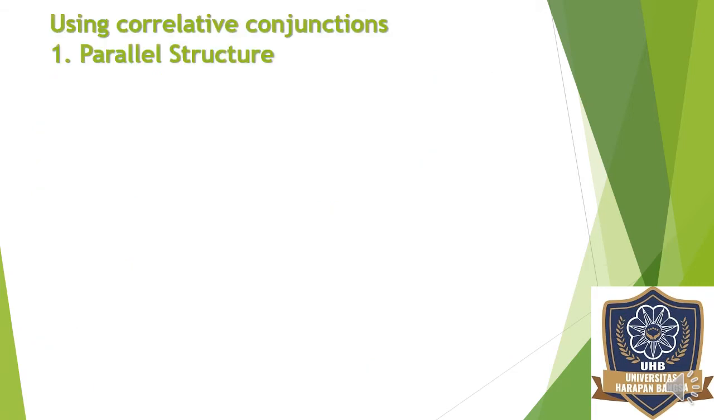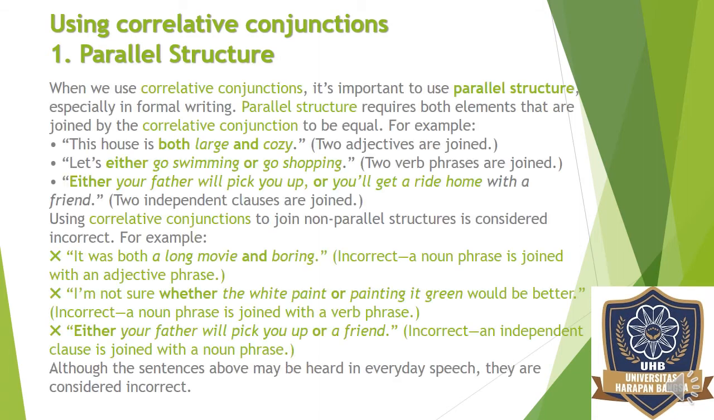Using correlative conjunction. Number 1, parallel structure. When we use correlative conjunctions, it's important to use parallel structure, especially in formal writing. Parallel structure requires both elements that are joined by the correlative conjunctions to be equal. For example, this house is both large and cozy. In this sentence, two adjectives are joined, large and cozy.